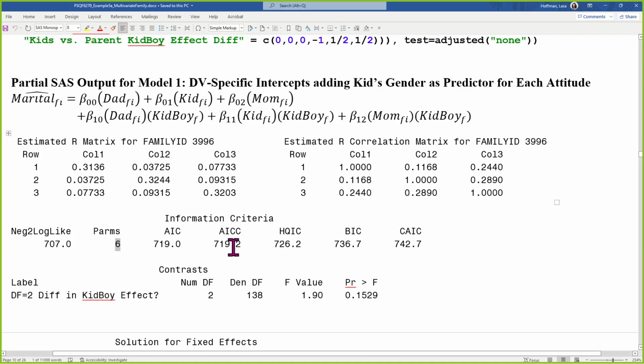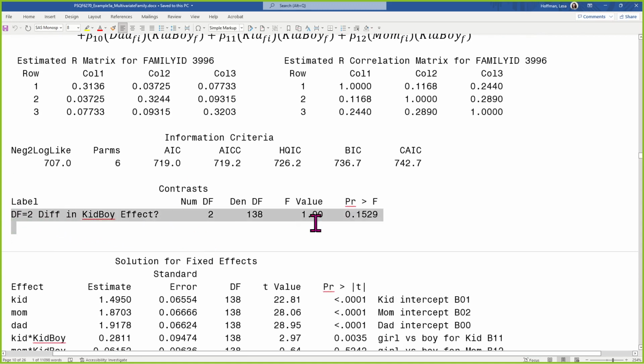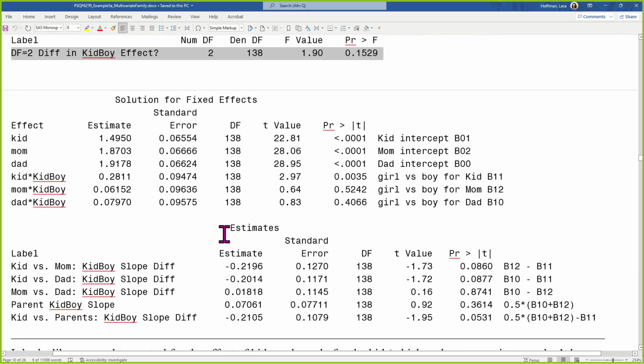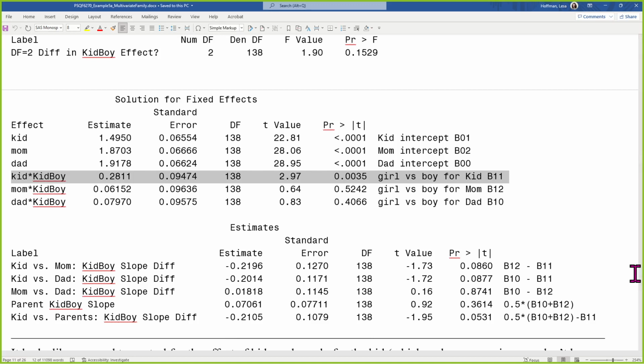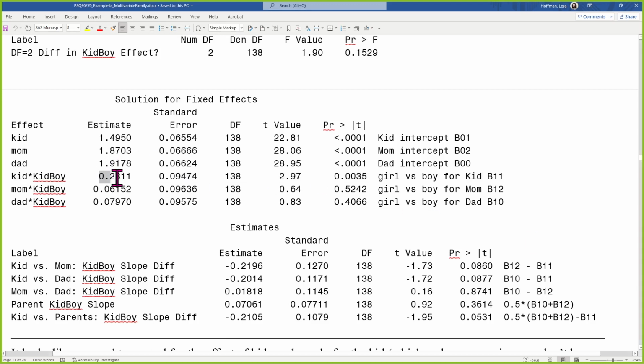Just as an FYI. Here's the contrast that I wrote to describe the differences in the slopes. So it looks like, no, there's not a difference across the 3 family members in the effect of the child's gender. But more specifically, we see that the child's own gender matters for their attitudes. If the adult child is a man, he has significantly more conservative attitudes. And by how much? I would say 0.28 on a scale of 1 to 4. So not a whole lot.